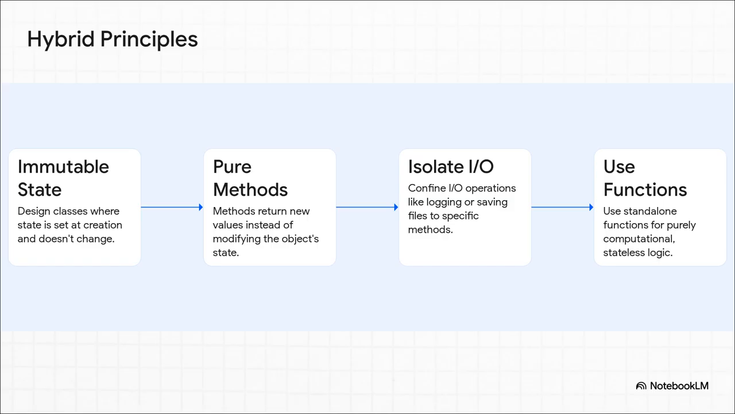Well, it comes down to 4 key habits. First, prefer immutable state. Design your objects so they don't change after you create them. This prevents a whole class of unexpected bugs. Second, write pure methods. Have your methods return new values instead of changing the object itself. It makes testing a total breeze. Third, isolate your side effects. Keep all the messy stuff, like writing to files or databases, contained in one specific place. And finally, for any pure stateless logic, just use a simple standalone function. When you put it all together, you get the best of both worlds, structure and safety.